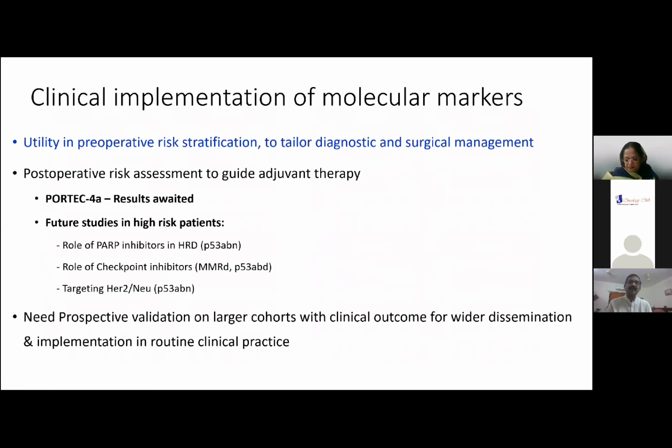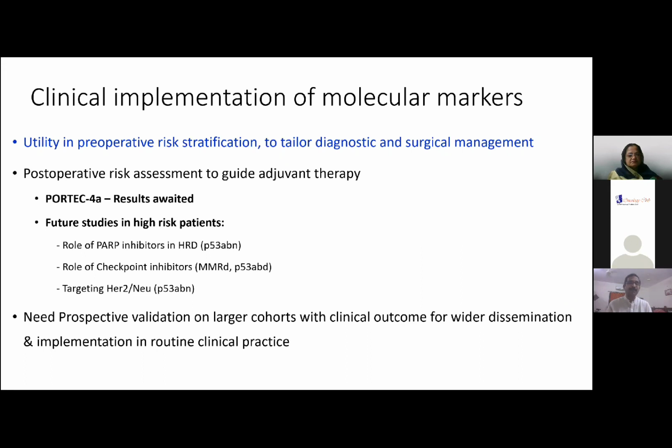What are the clinical implementations of the molecular markers? Definitely in preoperative risk stratification, it could be helpful to tailor diagnostic and surgical management, especially when you want to offer a fertility preserving option, as Dr. Bafna mentioned earlier. And in the post-operative setting, we would definitely wait for PORTEC-4A results, depending on which we could tailor the treatment. And even more important about molecular markers is that if we are able to implement these molecular markers, we have various targeted therapies lined up.